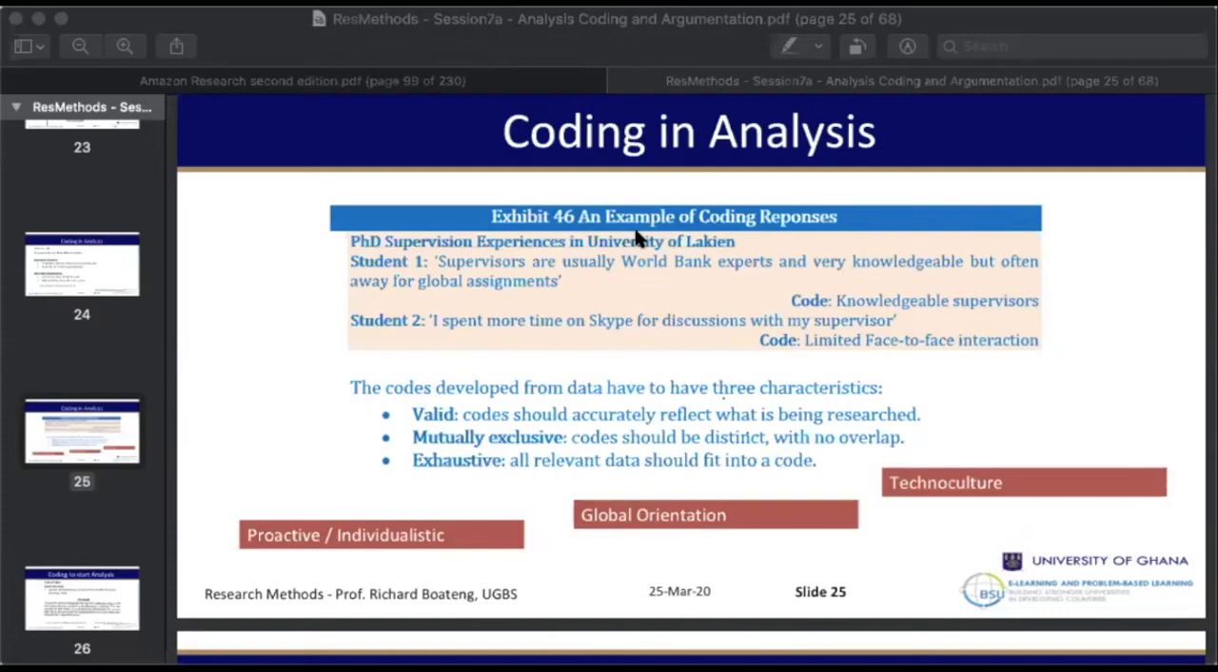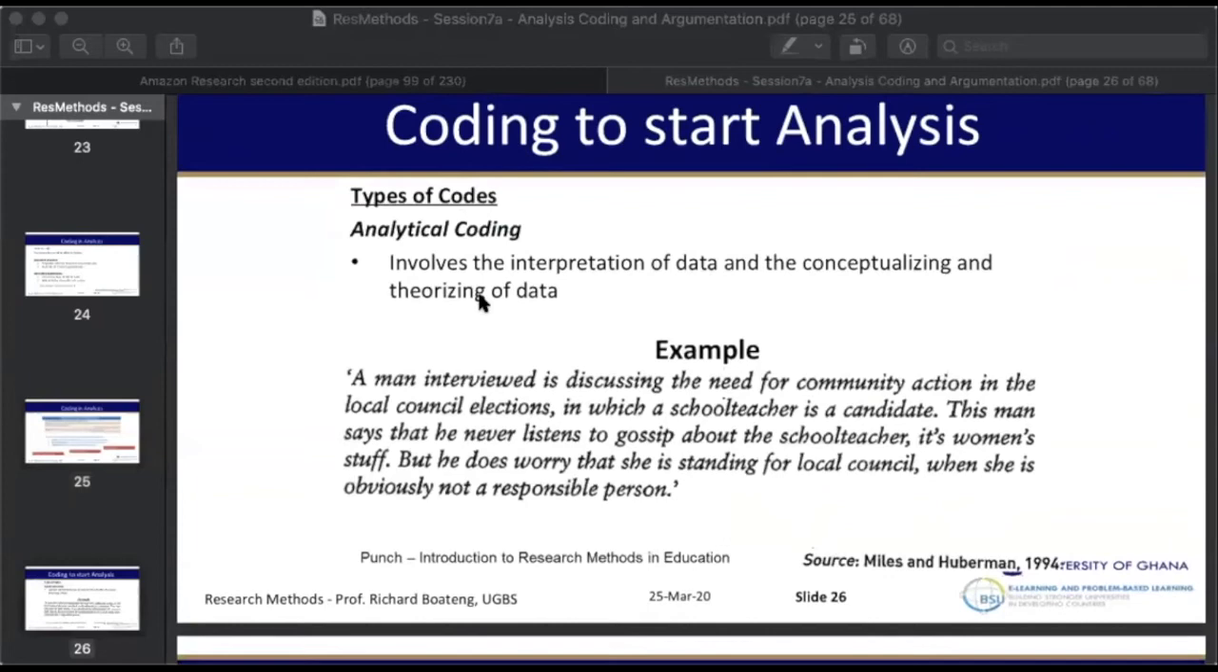So, coding to start analysis. After doing the labels, which are the first level, the next level is the inferential coding. The first thing we want to do is analytical coding. You've got coding descriptively, coding topically. So let's look at this example. Analytical coding involves the interpretation of data and the conceptualizing and theorizing of data. Okay. So let's look at the example here.